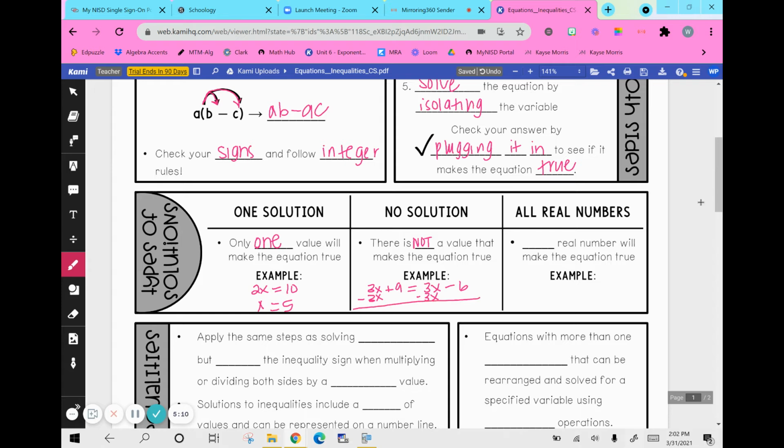And what happens there is that our variables are going to zero out. 3x minus 3x, that's 0. So I'm left with 9 equals 3x minus 3x, that's 0. I'm left with negative 6. 9 does not equal negative 6, so that's not a true statement, which means there's no solution. And then the other way you might have heard all real numbers said is infinitely many solutions.